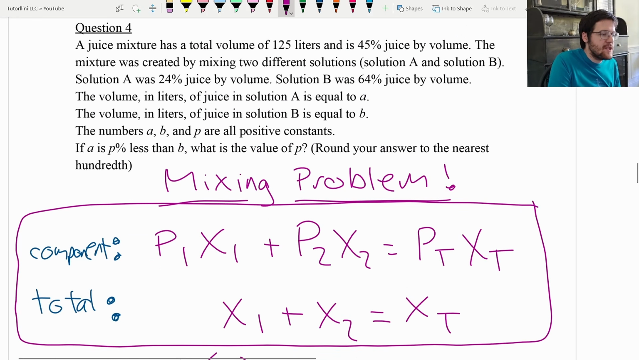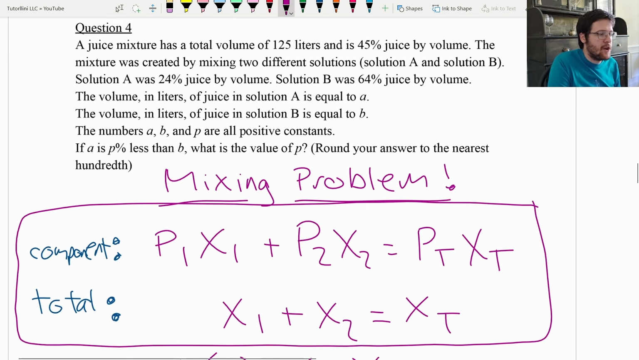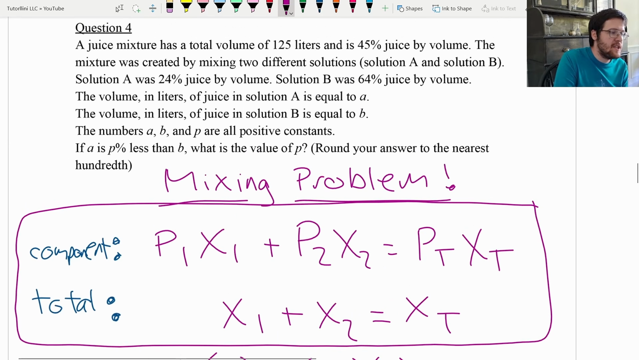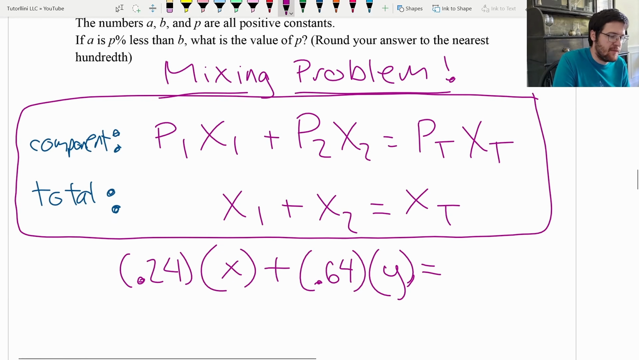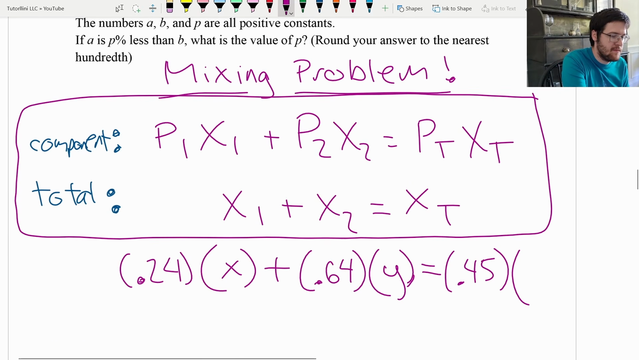And then the question says 64% for solution B. So let's do 0.64. 64 divided by 100 is 0.64. And why don't I call the volume of solution B Y? And then it says the total percentage of the mixture, that's what I mean when I say total. The final mixture has a percentage of 45%, so we're going to do 0.45. And then the total volume, which is 125. Okay, so that's my first equation.